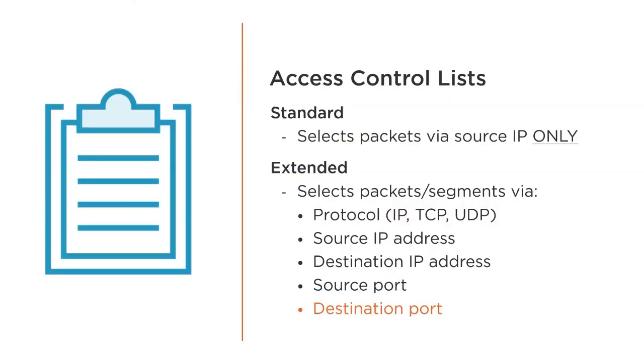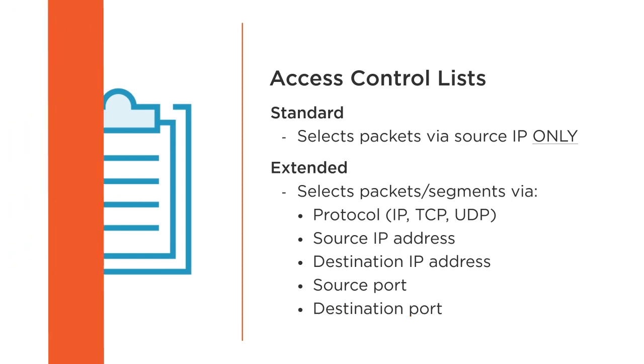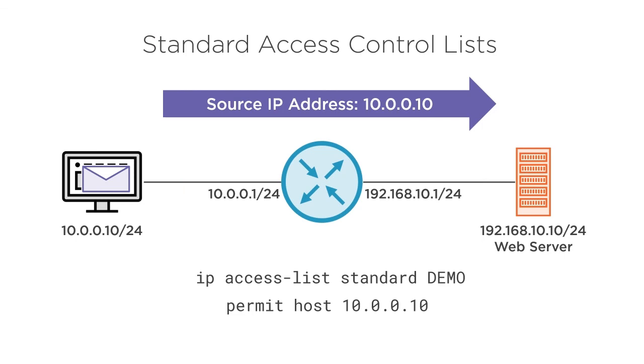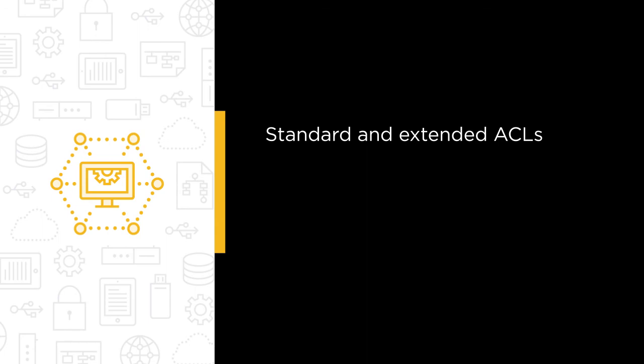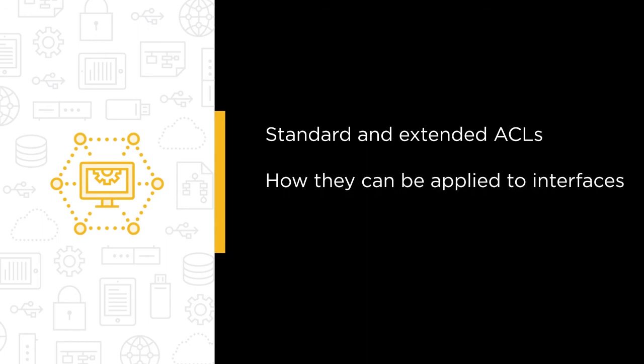Access control lists are one of a network engineer's greatest tools to manipulate traffic flow on a network. Understanding ACLs will allow you to manage a network, contain malicious traffic, and restrict access to devices and services. In this course, we will learn about standard and extended access control lists and how they can be applied to interfaces and other functions on a router.